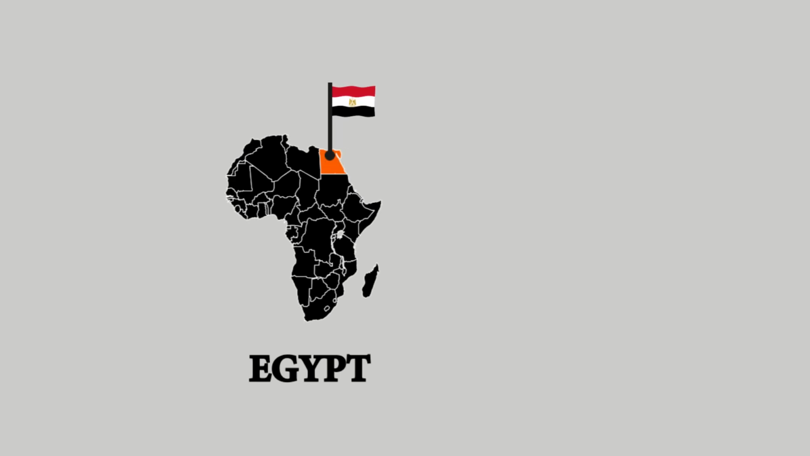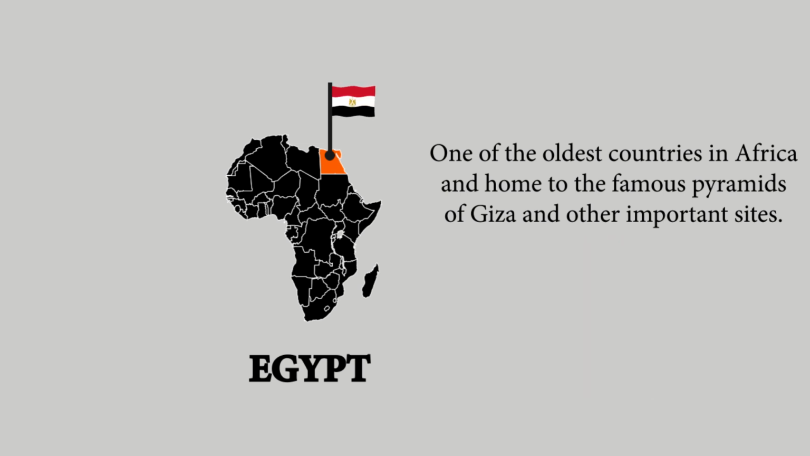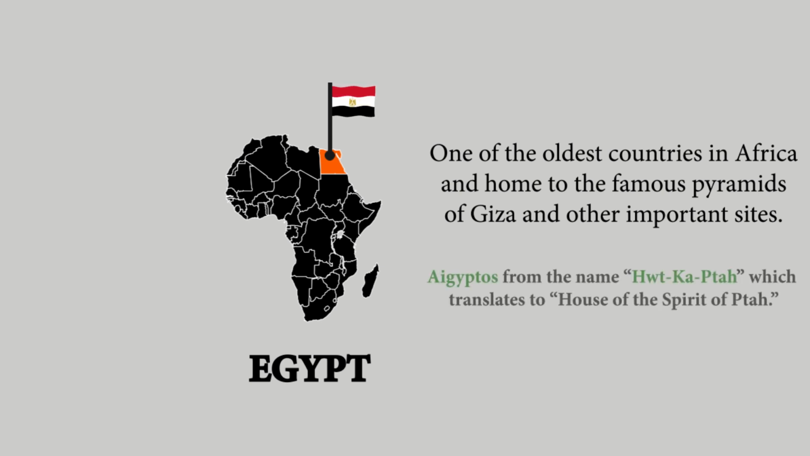Egypt. Egypt is one of the oldest countries in Africa, the home to the famous pyramids of Giza and other historically important sites. The name of the country comes from the ancient Greek Aegyptos, which in turn comes from the Egyptian name Hut-ka-Ptah, which translates to house of the spirit or soul of Ptah.